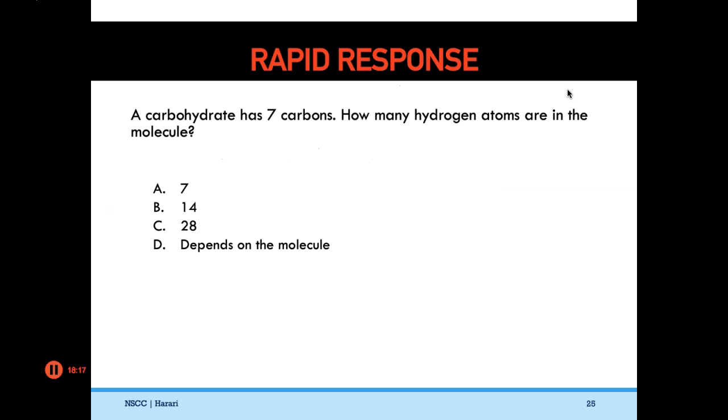So pause here and answer this question. So the answer is B. If it had seven carbons, a carbohydrate would have 14 hydrogens and seven oxygens.